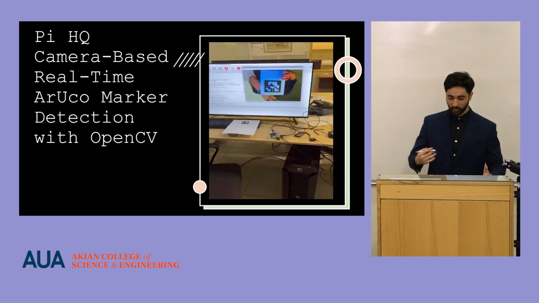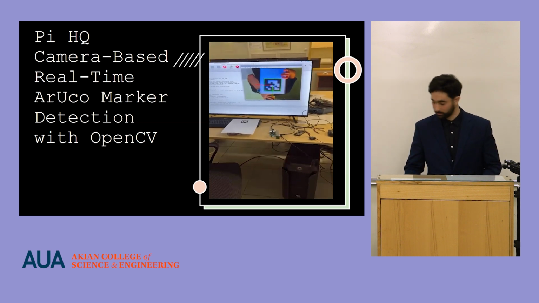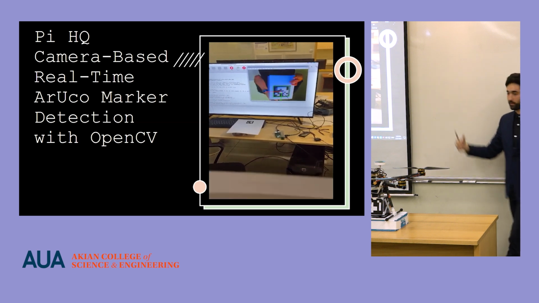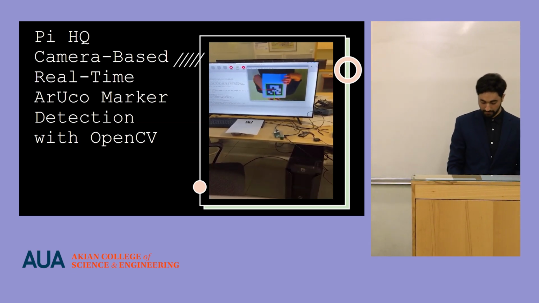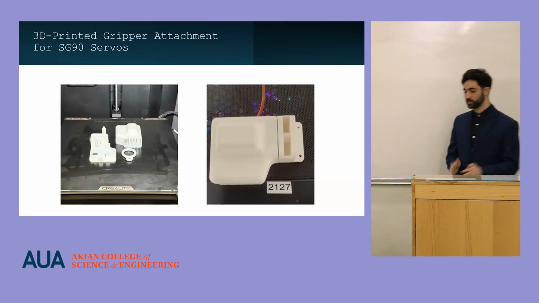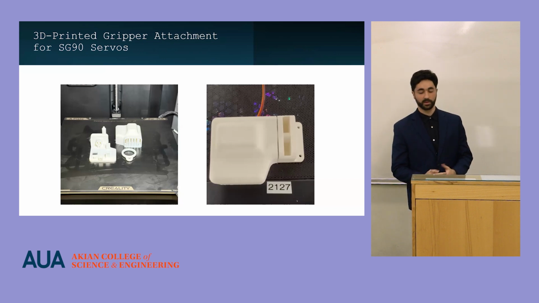And after all this coding and everything, this subsystem actually managed to work. As we can see, the camera is at the bottom here. And as I move the Aruco around, it's managing to trace it. So it works. Okay, now that the image processing works, let's move on to the gripping mechanism.